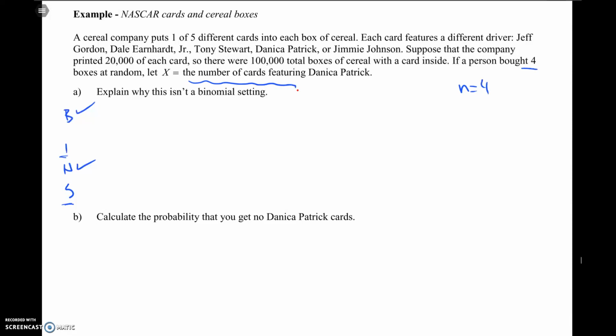So the idea here is if I pick the first box and it has a Danica Patrick card, it's going to change the probability that the next one has a Danica Patrick card, because instead of 20,000 out of 100,000, it's going to be like 19,999 out of 99,999. We've talked about this before, but it doesn't change it all that much. Technically, though, we don't have independence or the same probability. This is not binomial.